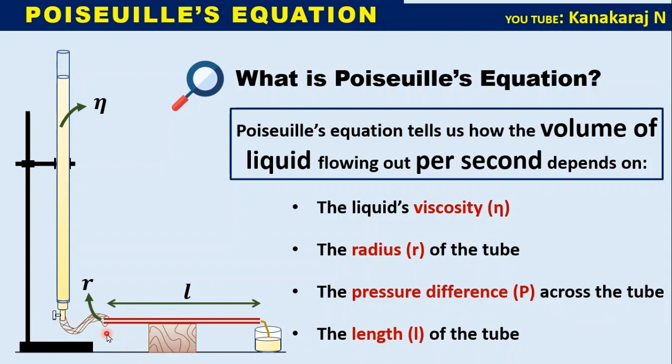On the left hand side, the pressure is H rho g. On the right hand side, the pressure is 0. So the pressure difference del P is H rho g minus 0, which equals H rho g. We take this del P as P here.